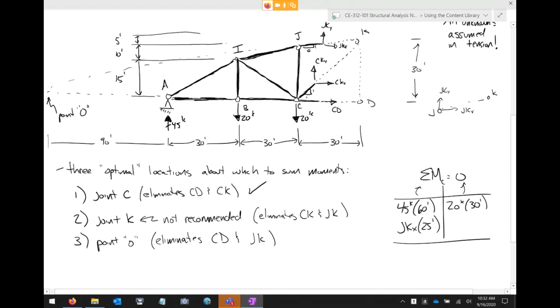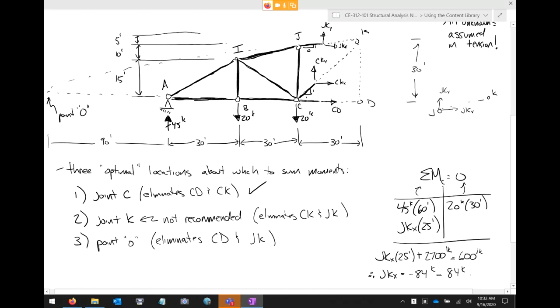Okay, good. All right. So I have JKX times 25 plus, what is that, 45 times 60? 45 times 60 is 2,700. And that's foot kips equals 20 times 30, which is 600 foot kips. So I'm solving for JKX. I take the 2,700, move it on over to the other side, and divide it by 25, and that's going to give me JKX as a negative value, and that's 84 kips.